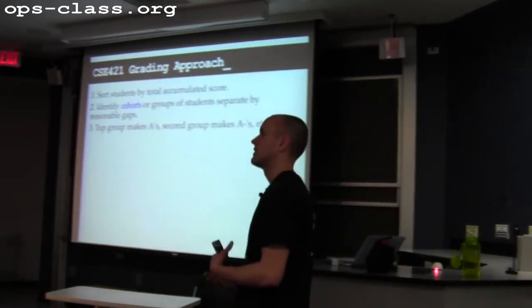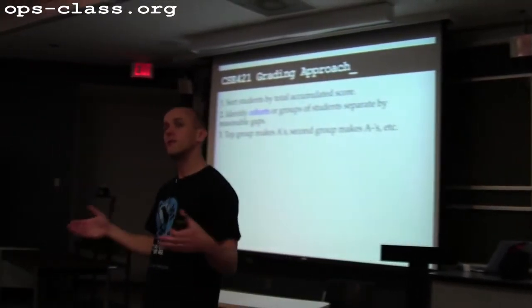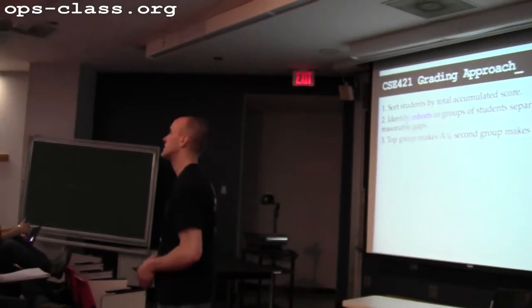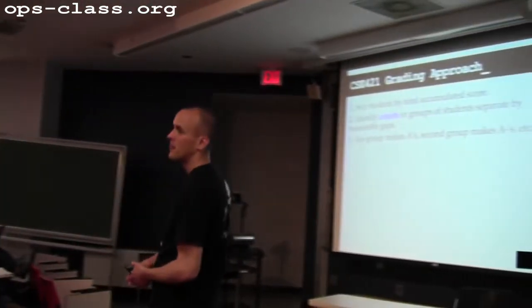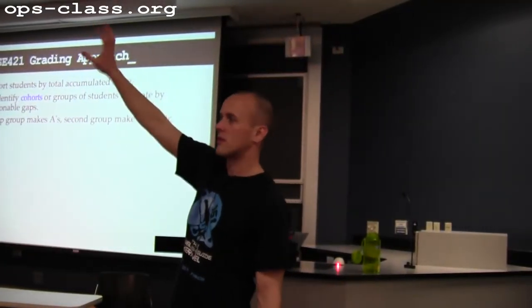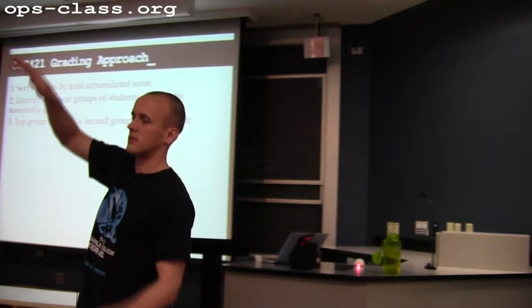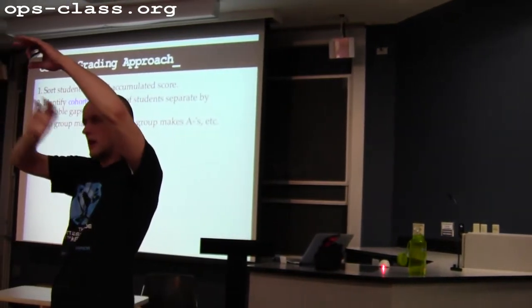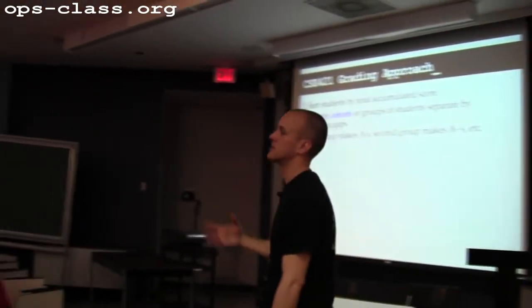Students whose overall performance, when we've calculated all the different components, we think is indistinguishable, right? And normally what happens when you do this is that you see that there are cohorts, right? There's a group of students that are all at the top within a certain range of scores, and then there's a natural place for a division, right?